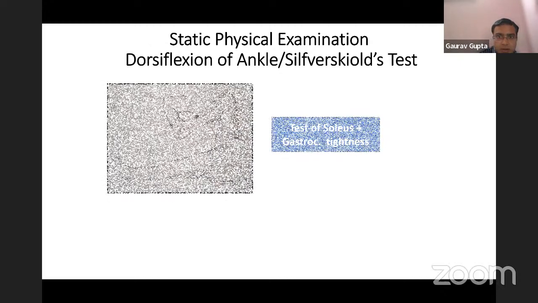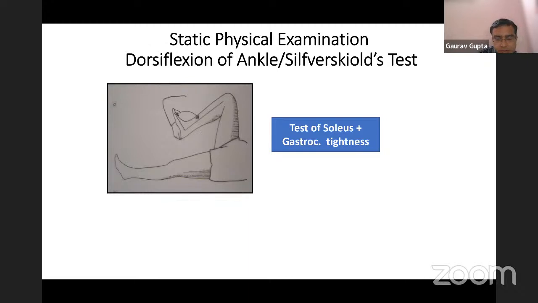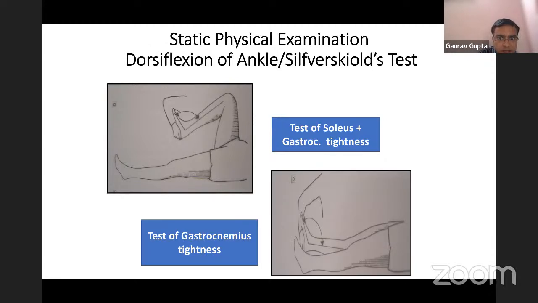One of the most important tests to assess the dorsiflexion of the ankle is known as the Silfverskiöld test. We ask the child to flex the hip and knee of the affected side, and then in slight inversion of the foot, we dorsiflex the ankle, and we measure the angle. And then we also measure the angle in knee extension. On the basis of that, we assess whether there is tightness of isolated gastrocnemius or both. If the dorsiflexion is more in knee flexion but less in knee extension, then it suggests that there is gastrocnemius tightness.